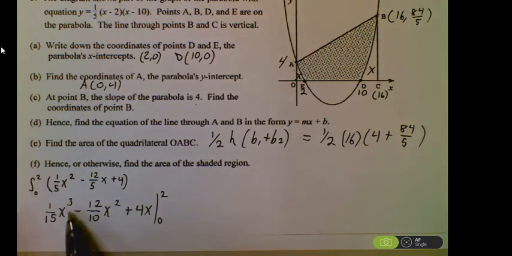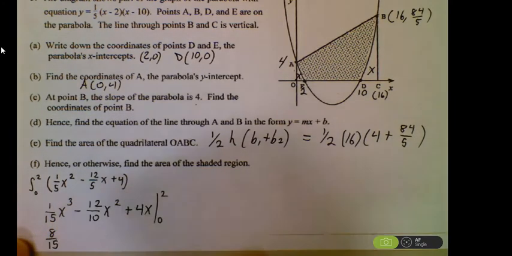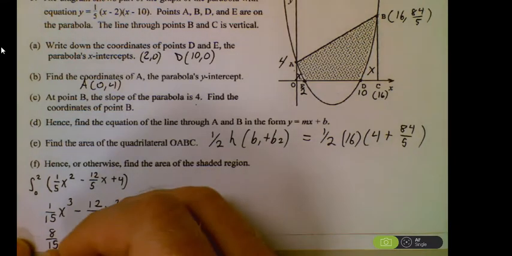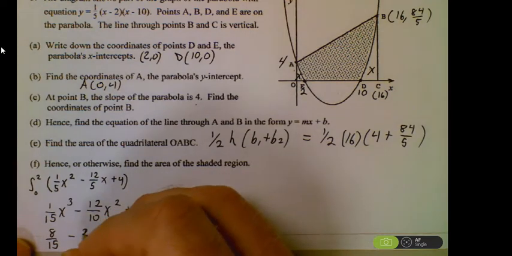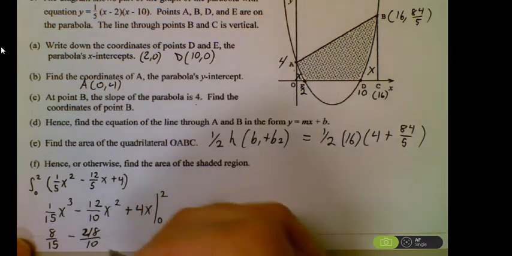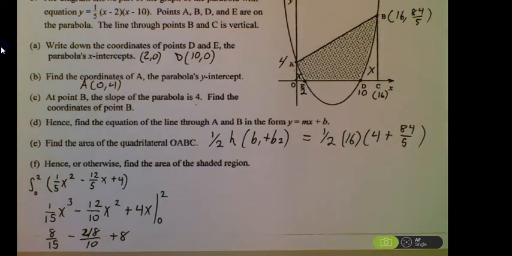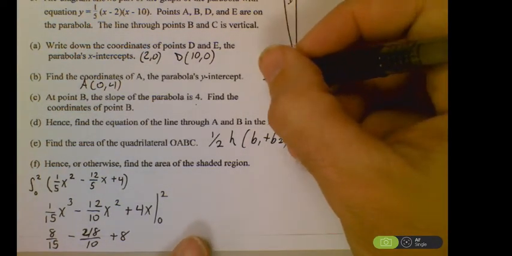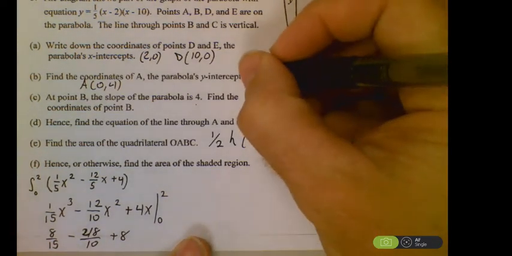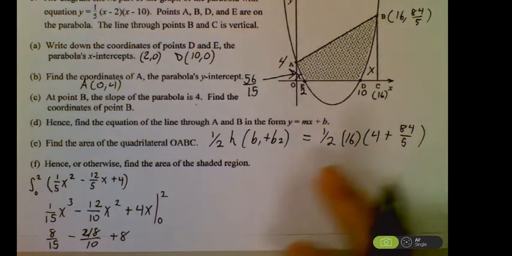So 2 to the third would be 8. So let's call that 8/15. And then obviously 2 squared would be 4. So we got 24 over 10. Sorry, 4 times 12 would be 48 over 10. And then plus 4 times 2. So we got this area right here as 56 over 15. So that's something we got to get rid of from our trapezoid.